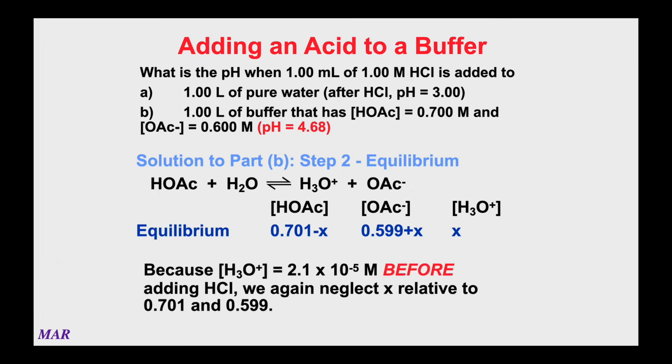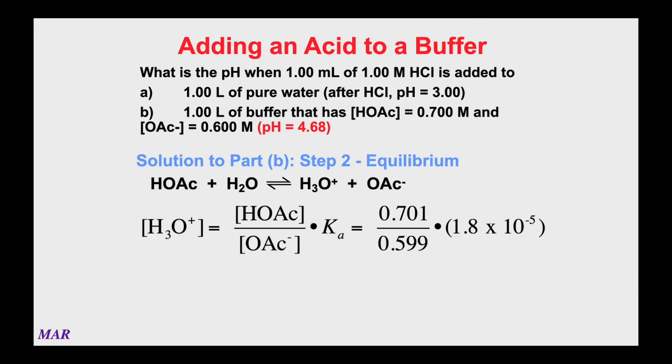So you can ignore those little minus x. This also says, hey, before we had the HCl, the hydronium was only 2.1 times 10 to the minus 5. That's from the problem we did earlier. So again, adding that number to 0.701 or 0.599 or subtracting it, it makes no difference. Again, by sig figs, you have to cut them off a lot faster than that. So ignore the plus x, ignore the minus x.